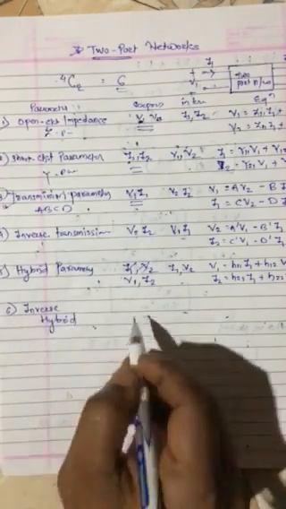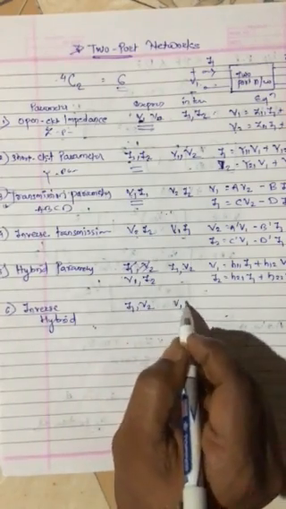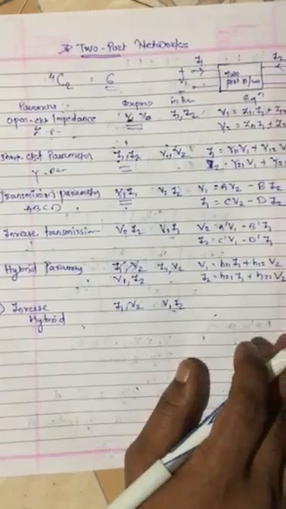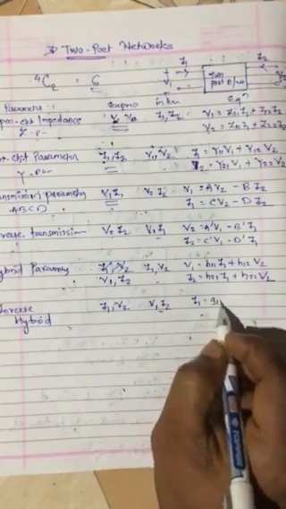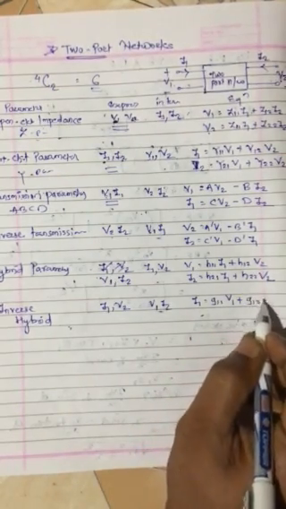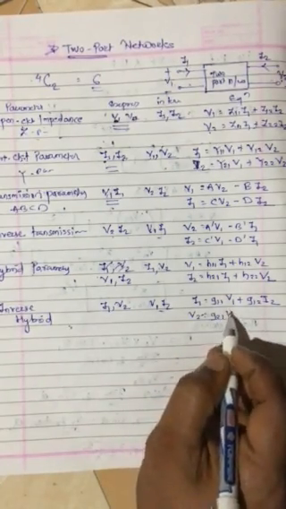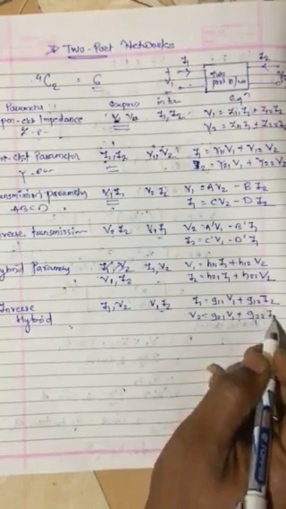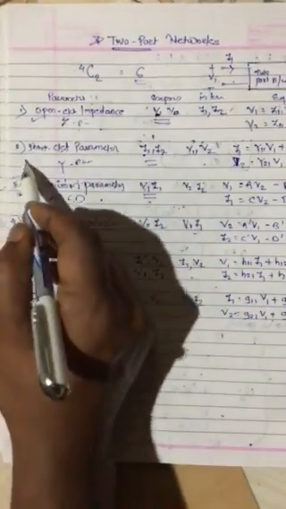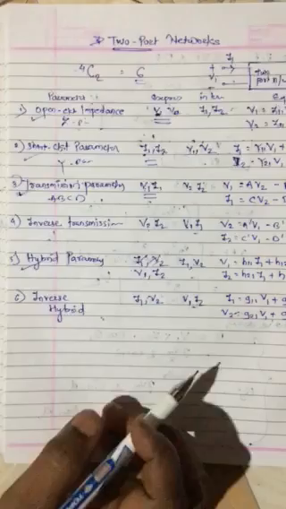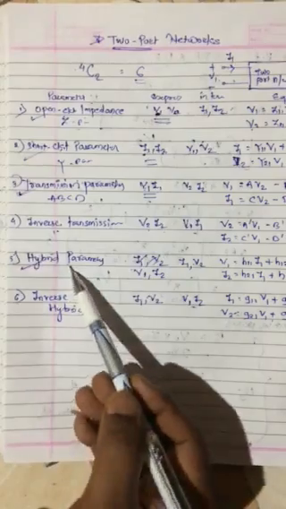Inverse hybrid. Here I1 and V2 are expressed in terms of V1 and I2, the inverse of this, and the equations will be I1 equal to G11 V1 plus G12 I2, V2 equal to G21 V1 plus G22 I2. Now we can see that open circuit, short circuit, transmission and hybrid are the main four sets, but for transmission it is inverse transmission, for hybrid it is inverse hybrid.